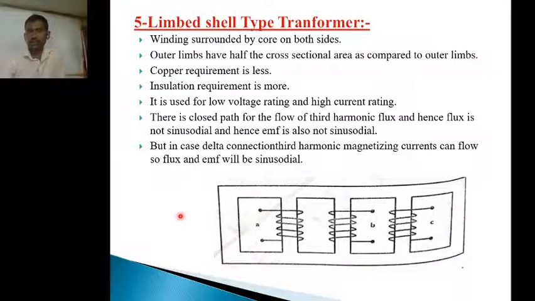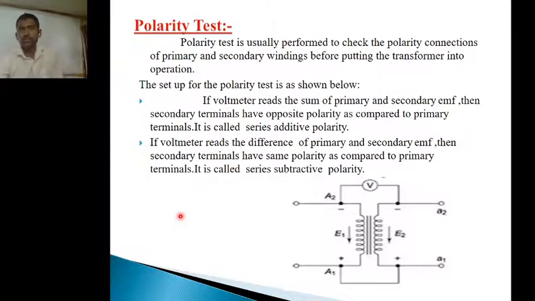So next we go for the polarity test of the transformer. If we want to check the polarity connections of the primary winding and secondary winding, that is either the additive polarity or subtractive polarity, we have to go for one test. The test is nothing but the polarity test. The setup for the polarity test is as shown in the figure. So here we have the primary winding and here we have the secondary winding.